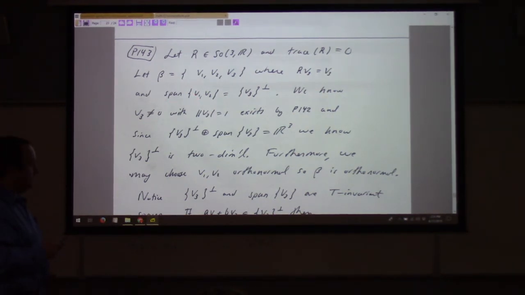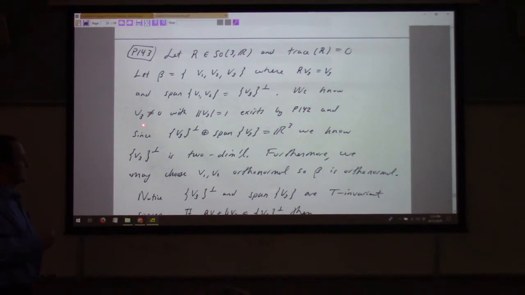Because if I look at this from a complex perspective, v1 and v2 could be used to form the direct sum of the plus or minus e to the i theta eigenspaces. And those are perpendicular to the one eigenspace. And anyway, you can verify that v3 perp is v1 and v2.